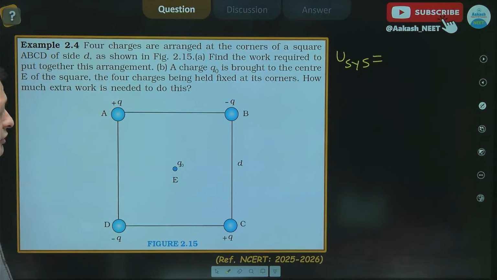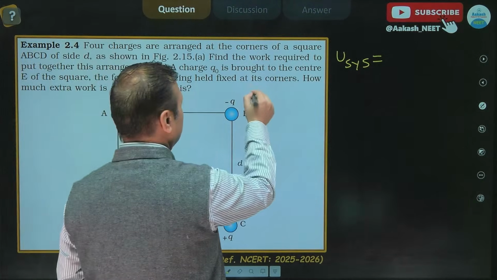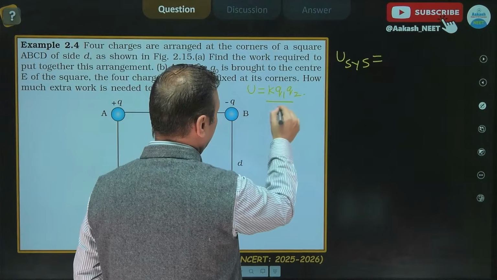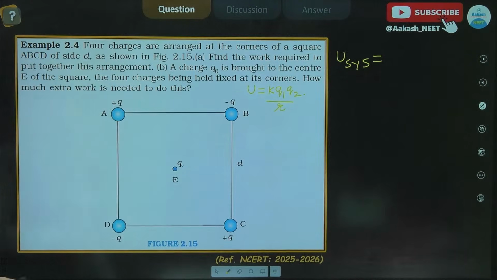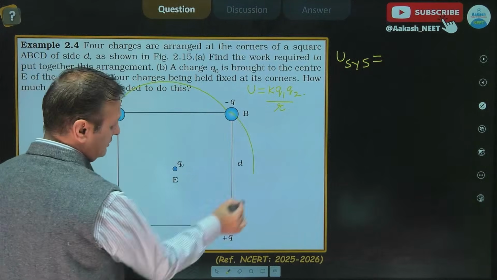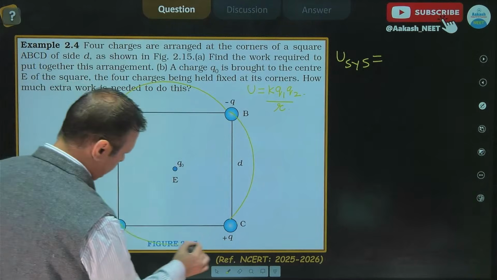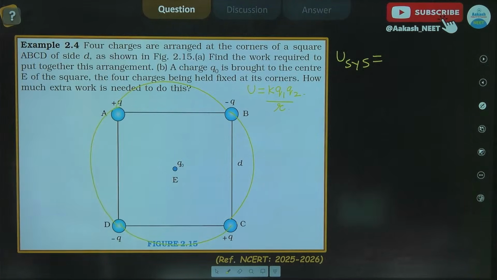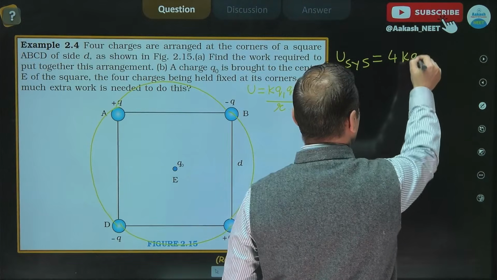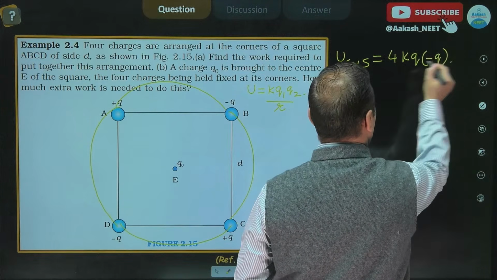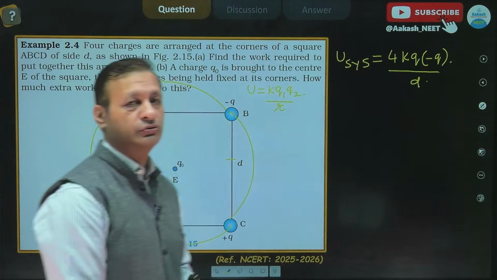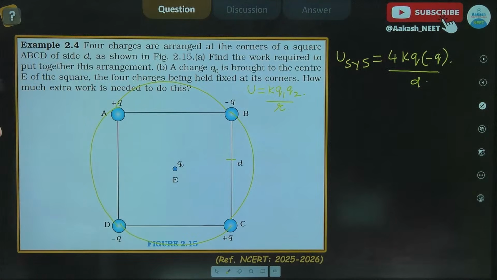So potential energy of the system. We know potential energy for a pair of charges is given by K Q1 Q2 by R. So just look at the pairs. Can you see this is the first pair, this is the second pair, this is the third pair, and this is the fourth pair. So we have 4 pairs which are making 4 corners. So this is 4 times K Q minus Q by R, where this R is the separation D. So these are the 4 pairs which are there.